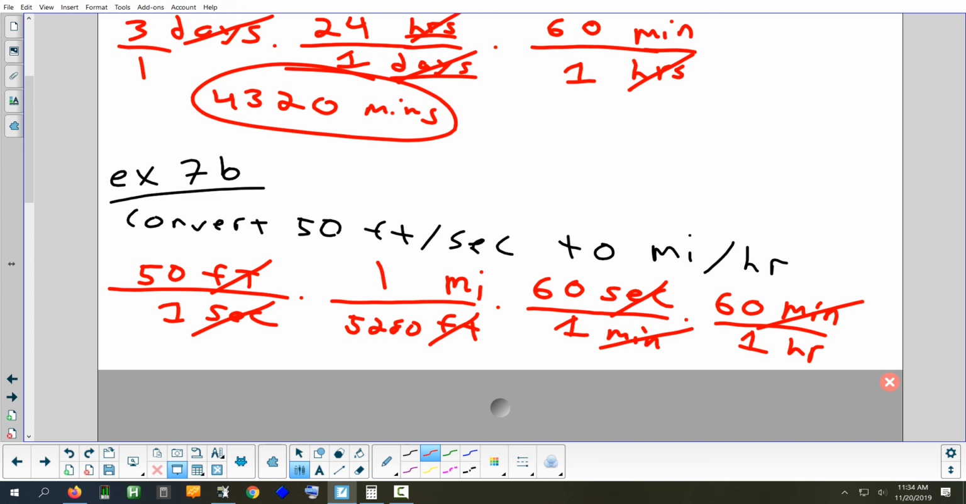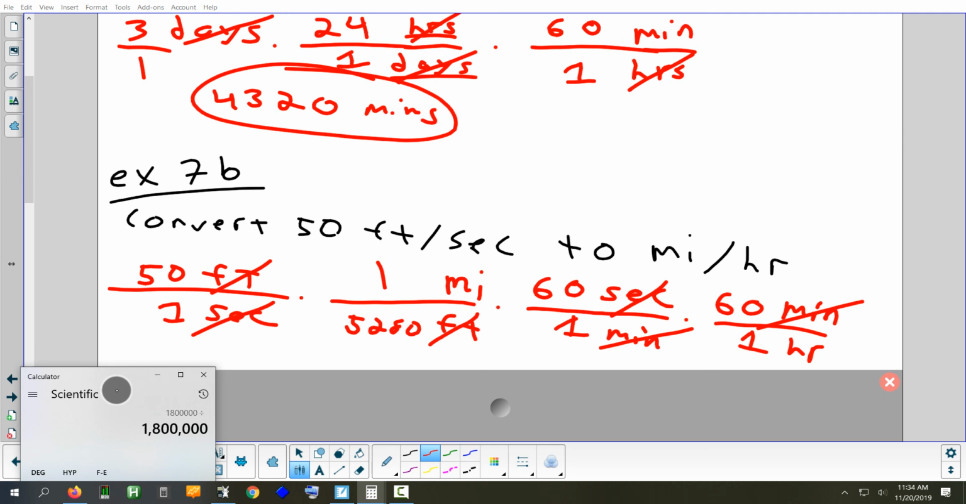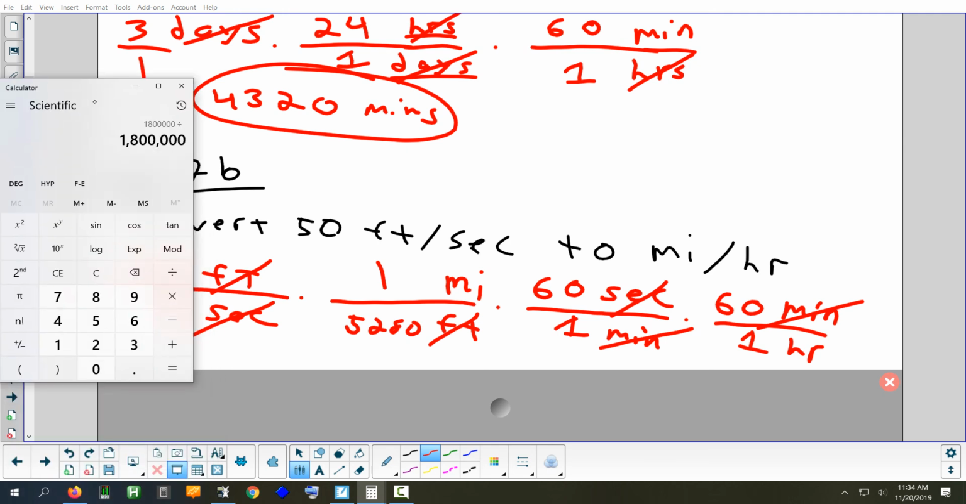So this is one I think we should be able to visualize, how fast this is. What does it mean if you're traveling 50 feet every second? How fast is that really? Let's see. So it's 50 times 1, and then 60 times 60 is how much? 3,600. Okay, so the top is 1.8 million divided by, it's all ones except the 5280.